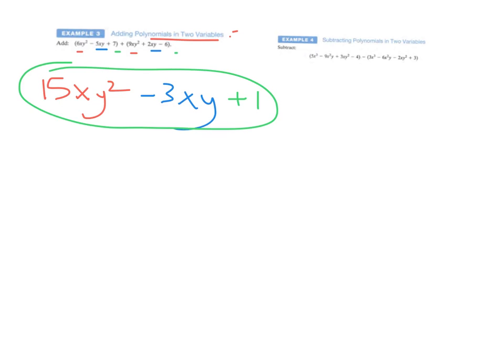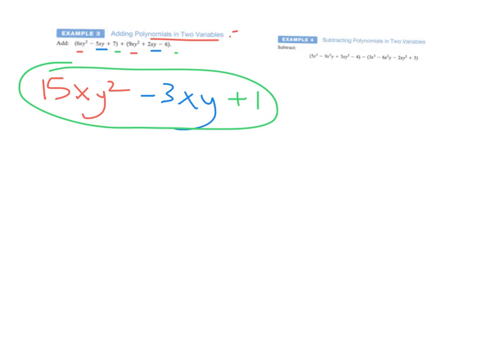So if we want to add with two variables, we don't do anything different. We still look for like terms. So if we look right here, these have the same exact letters, same exact exponents. So I add the numbers, but the letters do not change. And if I look at the -5xy and the +2xy, that would be a -3. The letters do not change. And then my last are just numbers, so I get a +1. So there's my answer at adding.